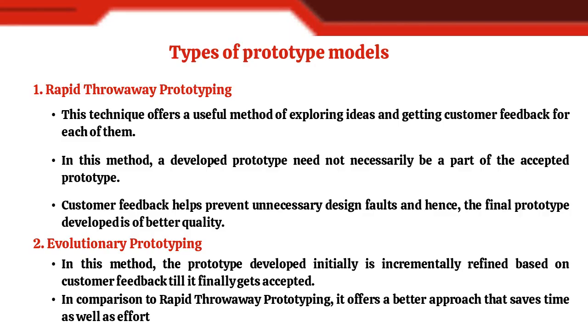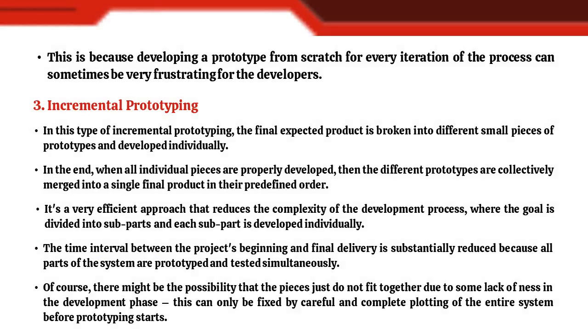The second type of prototyping is evolutionary prototyping. In this approach, the initial prototype is incrementally refined based on customer feedback until it is finally accepted. Unlike rapid throwaway prototyping, the same prototype is improved over time, saving both time and effort. This method is more efficient because rebuilding a prototype from scratch for each iteration can be frustrating and time consuming for developers.